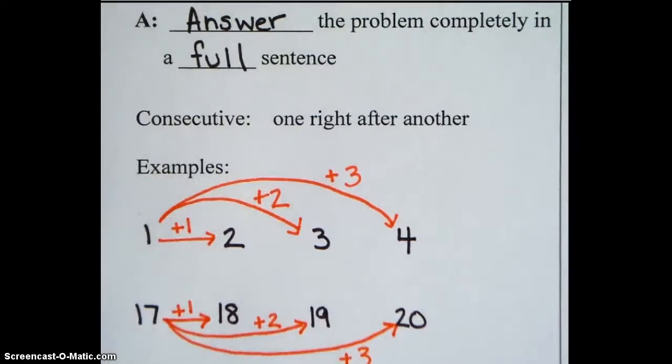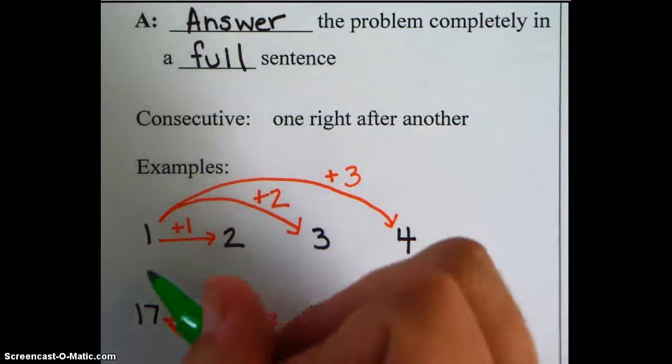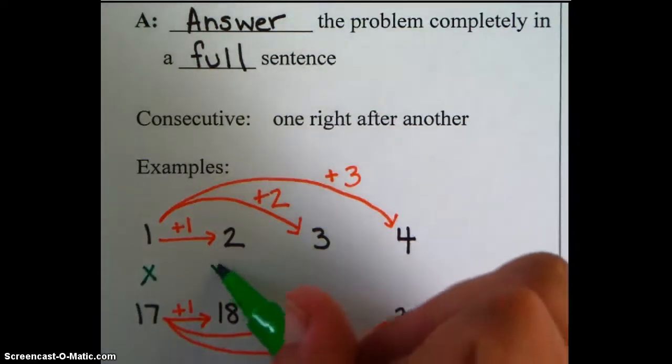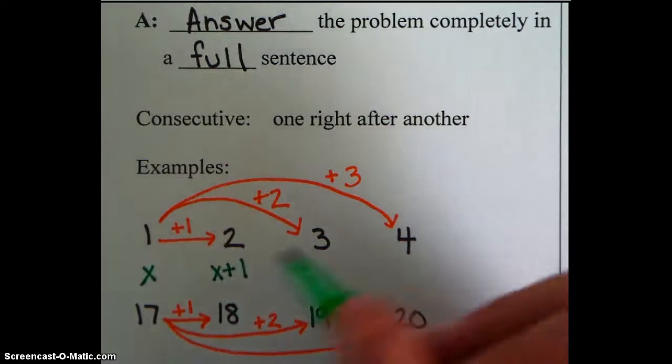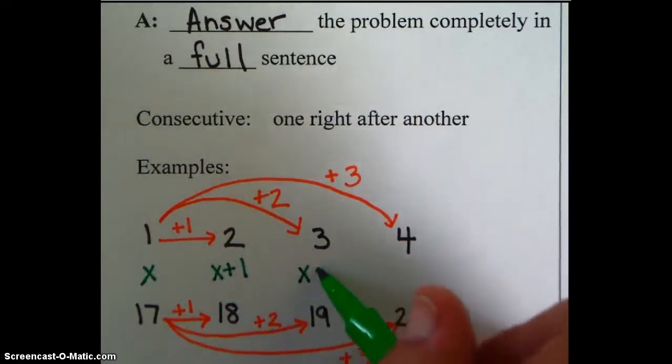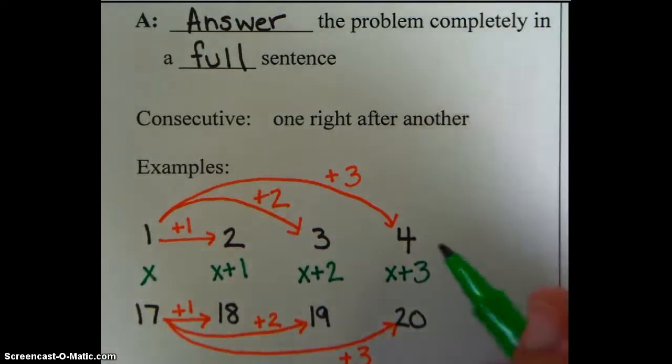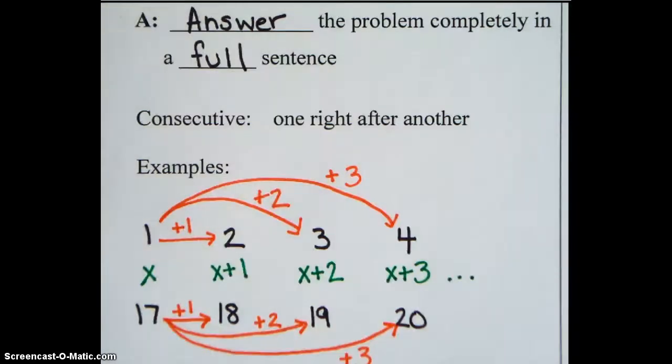The reason this is important is so that we can make a general rule. If we start with x, to get from x to the next consecutive integer, we need to add 1. To get to the next one, we need to add 2. And then to get to the last one, we need to add 3. The series can continue, so we could make x plus 4, x plus 5. It all depends on the individual problem.